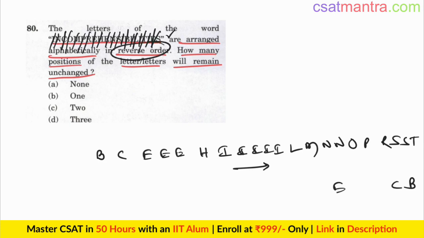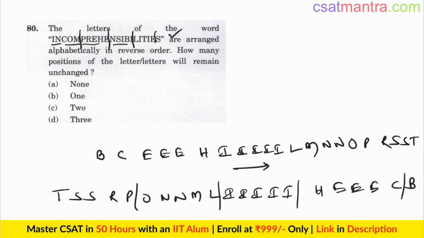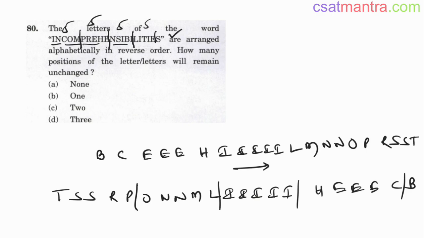B, C, triple E, and then H, I 5 times, and then L, and then M, N, O, P, R, S, S, T. How many letters are there? 21. 5, here also 5, here 5, and then 5, 1, 21.